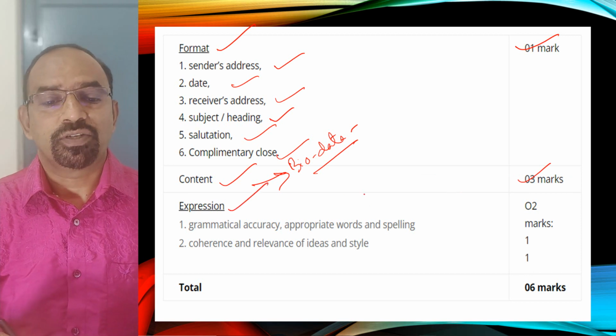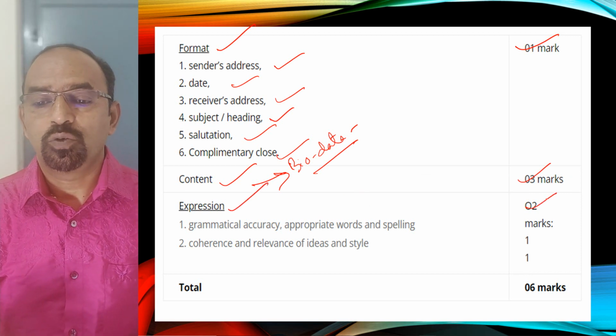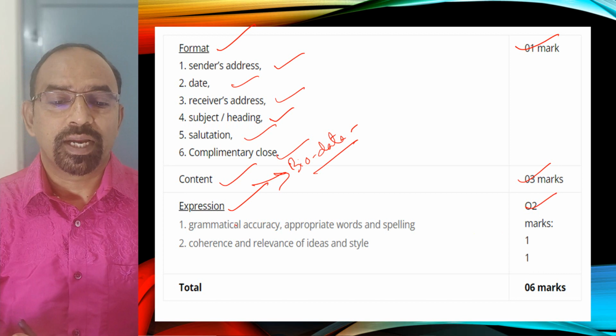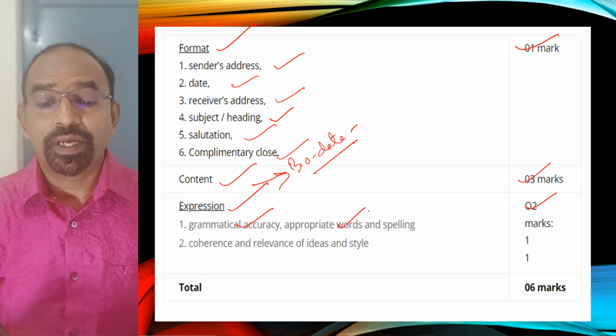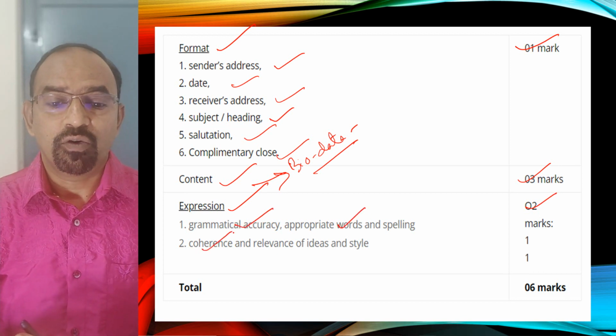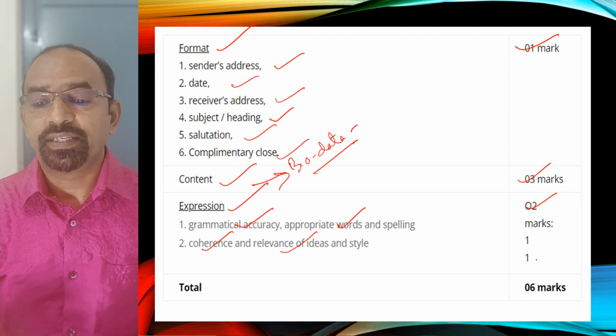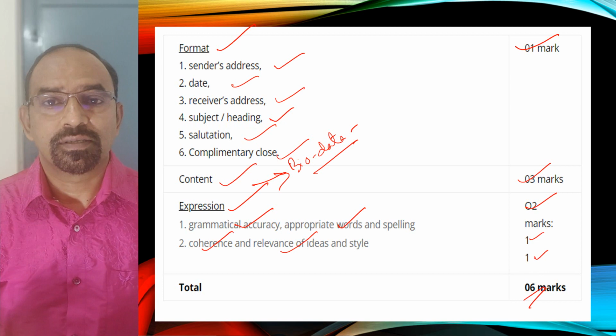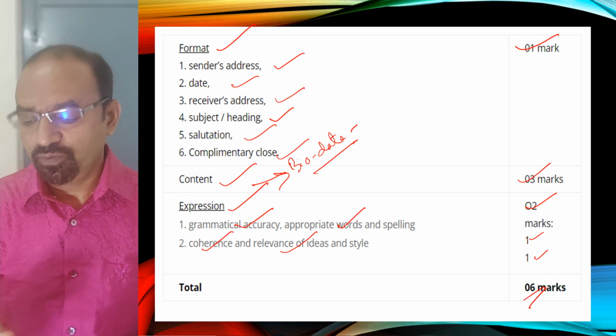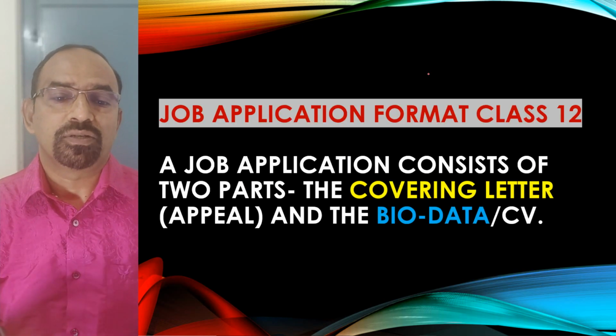And expression. Expression carries 2 marks. That is for grammatical accuracy, appropriate words and spelling, and the coherence and the relevance of ideas and style. 1 mark. Total is 6 marks. This is the distribution of marks for job application.